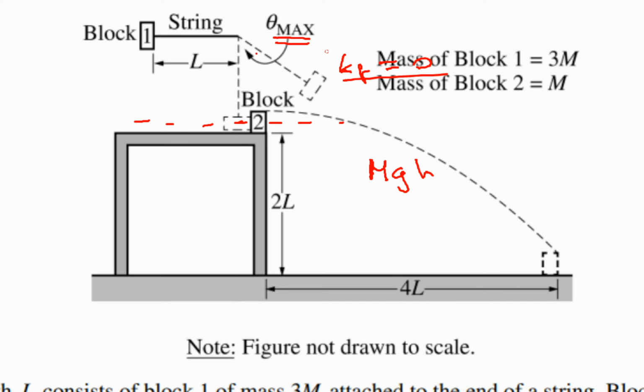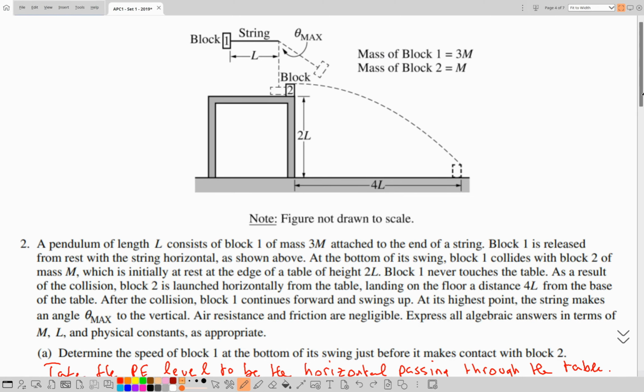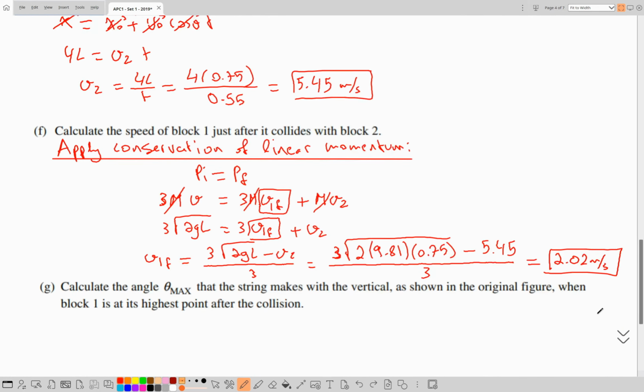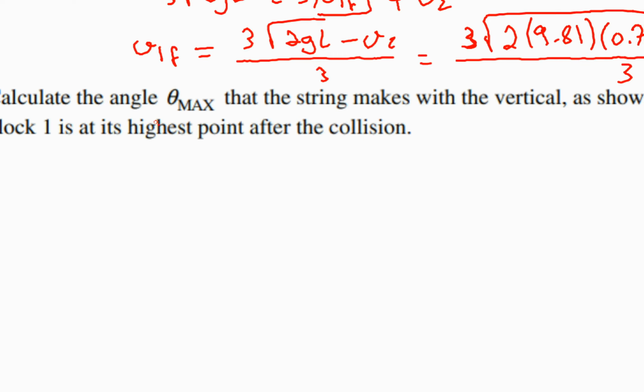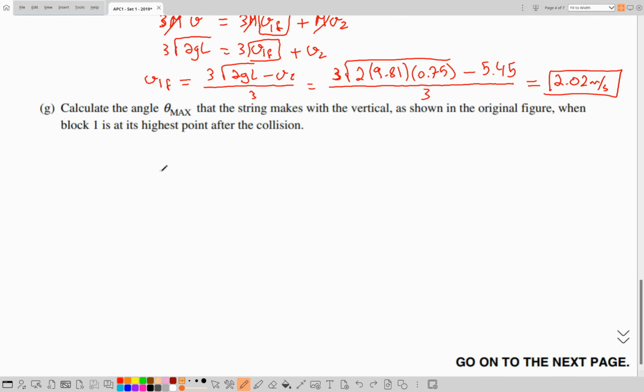Remember that this is a pendulum, and the angle is given with the vertical. In this case, h is given by the length of the string multiplied by 1 minus cosine theta, and we can solve for cosine theta. Then indeed in part G, they're asking us to calculate the angle theta max that the string makes with the vertical as shown in the original figure when block 1 is at its highest point after the collision. Highest point, this is very important, which means the final kinetic energy would be 0.